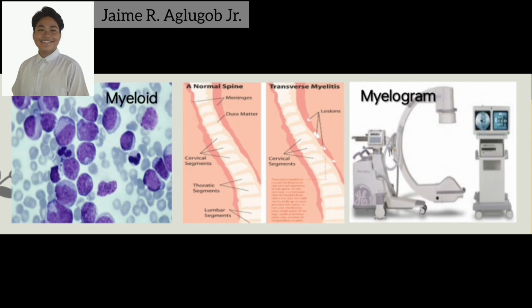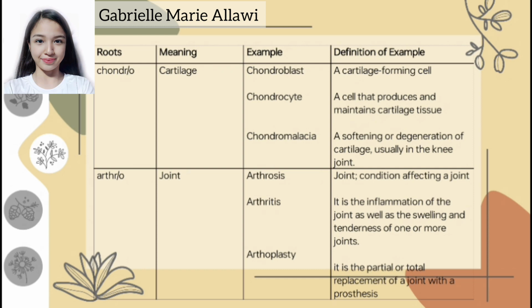Now, I will give the floor to Miss Alawi for her to explain the other roots or base words for bones and joints. Another root for bones and joints is chondro. Chondro means cartilage, a tough, flexible connective tissue found in various parts of the body, such as joints, the nose, ears, and in between vertebrae. Its function includes providing structural support, reducing friction in joints, and aiding smooth movement by absorbing shock and distributing pressure.